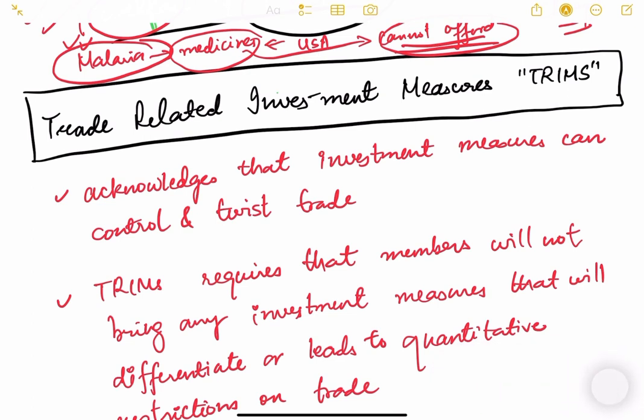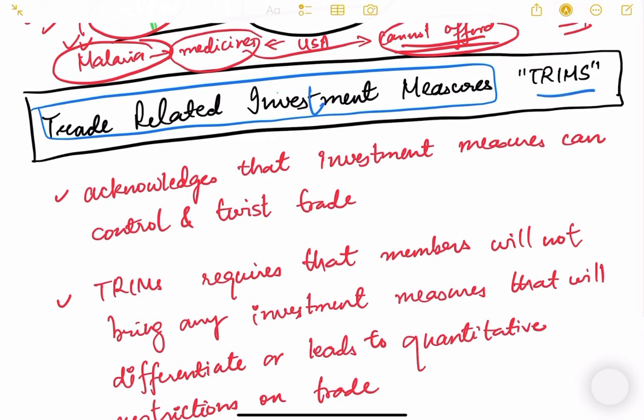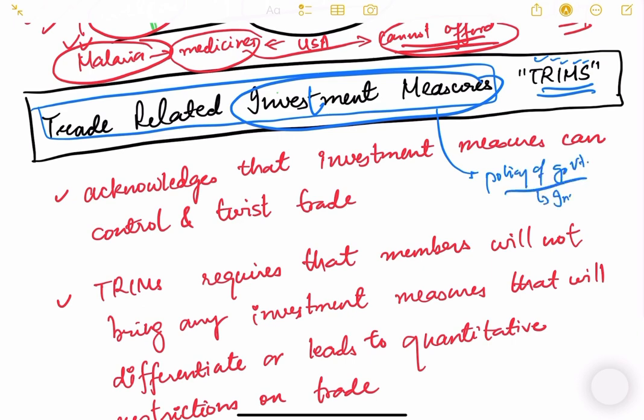Now let us look at the next agreement, which is trade related investment measures. It is known as TRIMS, trade related investment measures. Now investment measures means policies of the government of any country related to investments in that country. Investments meaning investment for business purposes. For example, if a company in America wants to invest in India, it is a kind of FDI. Now there will be certain rules, laws and policies of the Indian government which they have to follow. So that is known as investment measures.